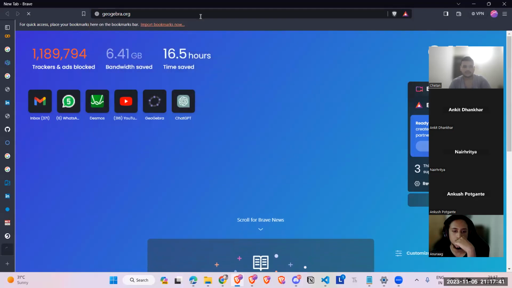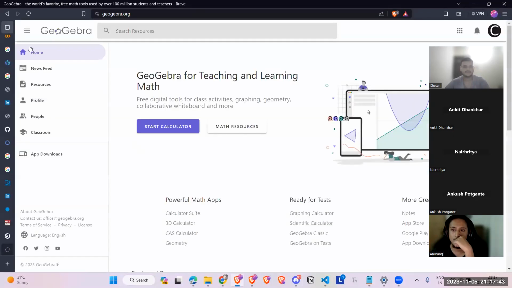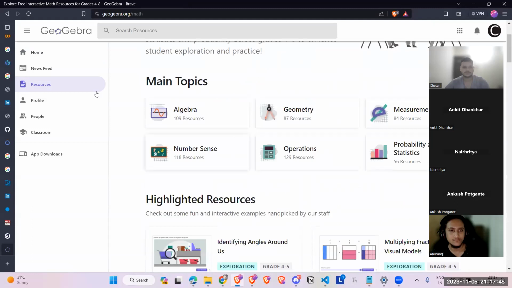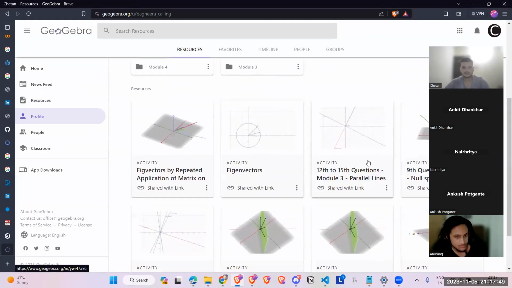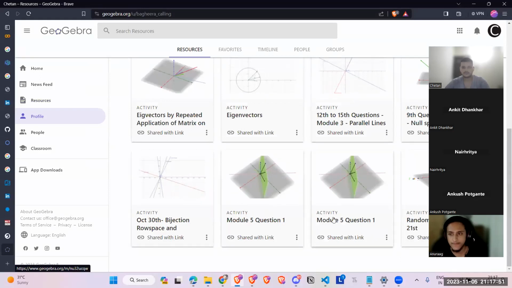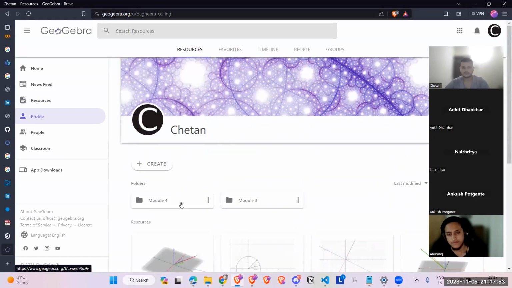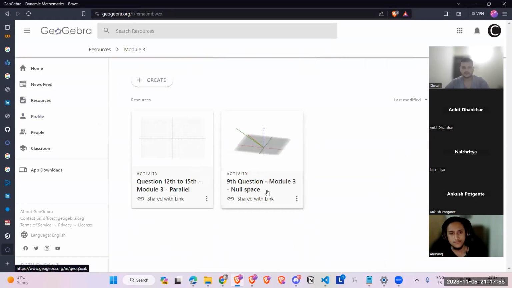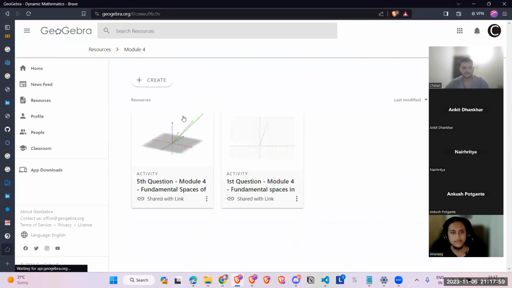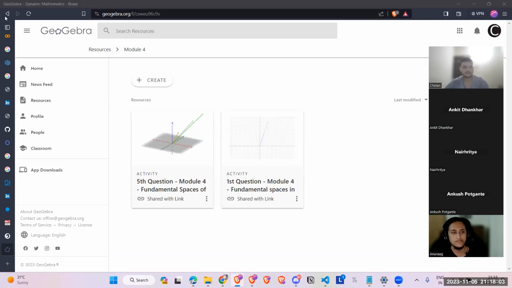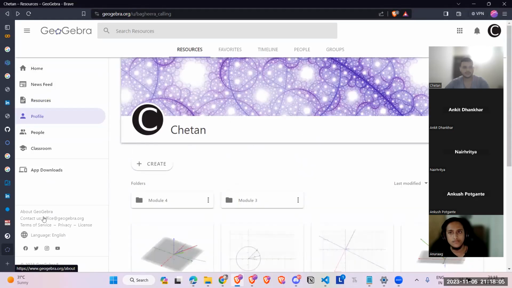Okay, GeoGebra. Perfect. Do I already have some resources for that? Do I have a module C? Okay, I don't have one in module C. Fundamental pieces. Okay, no issues. I'll create one.